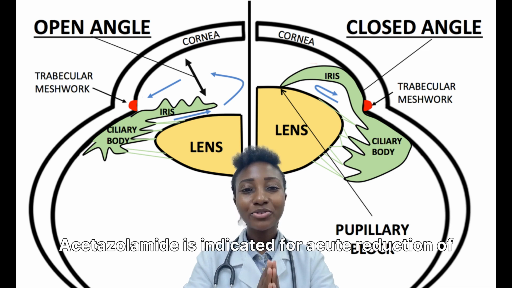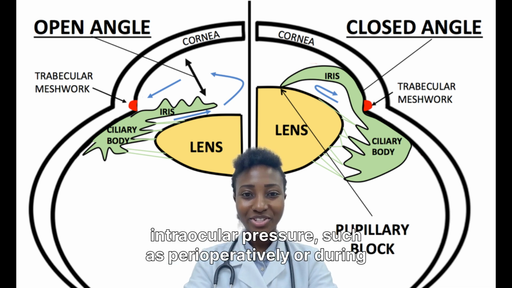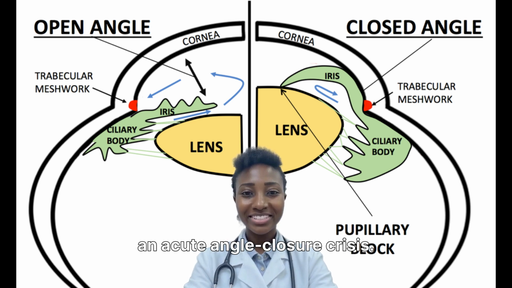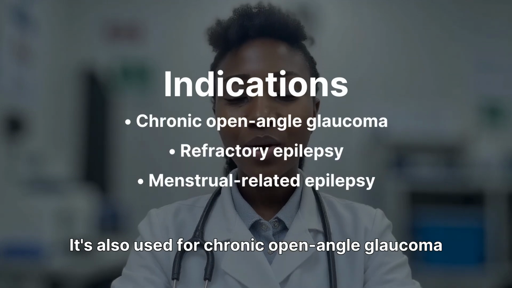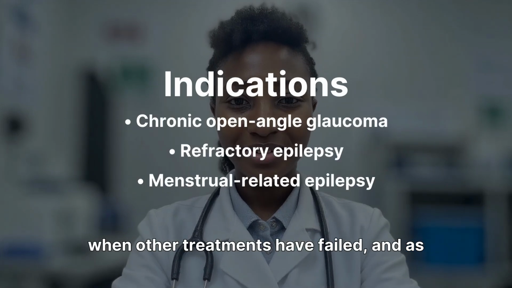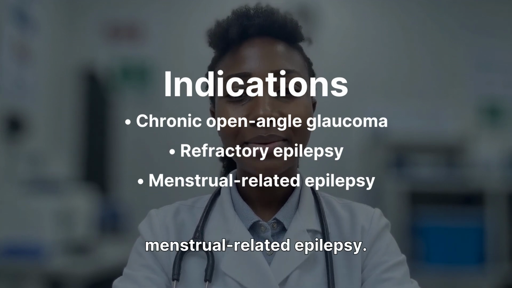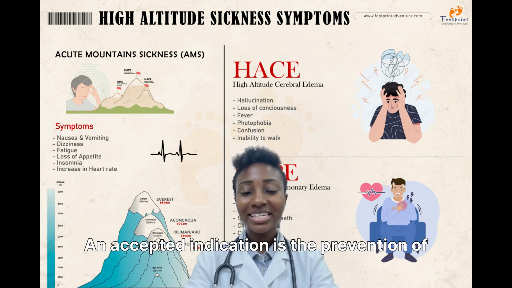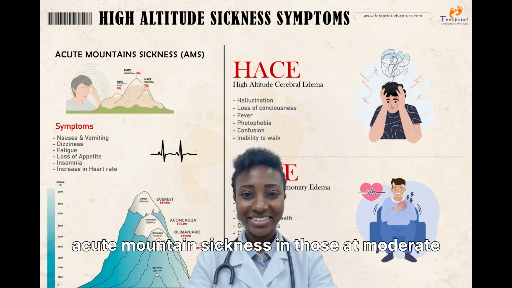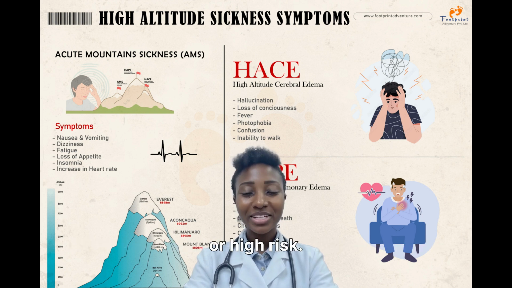Acetazolamide is indicated for acute reduction of intraocular pressure, such as perioperatively or during an acute angle closure crisis. It's also used for chronic open-angle glaucoma when other treatments have failed, and as an adjunctive treatment for refractory epilepsy, including menstrual-related epilepsy. An accepted indication is the prevention of acute mountain sickness in those at moderate or high risk.